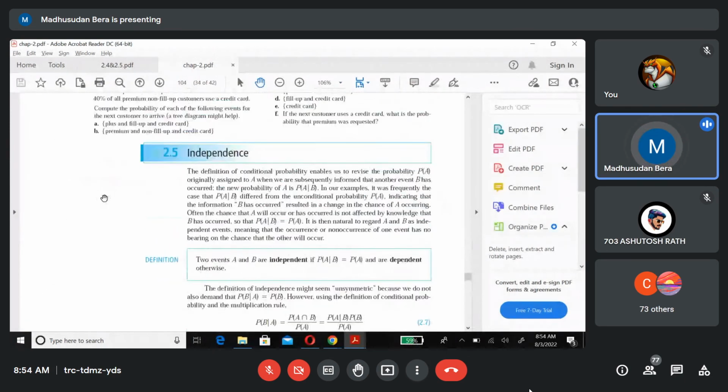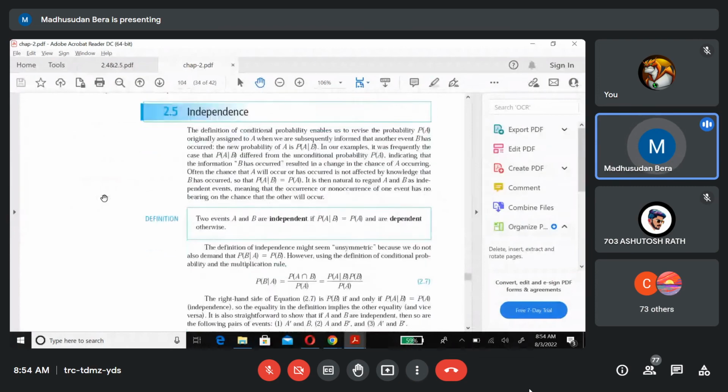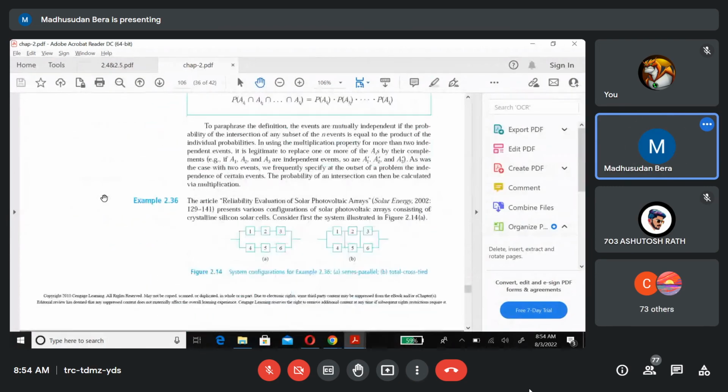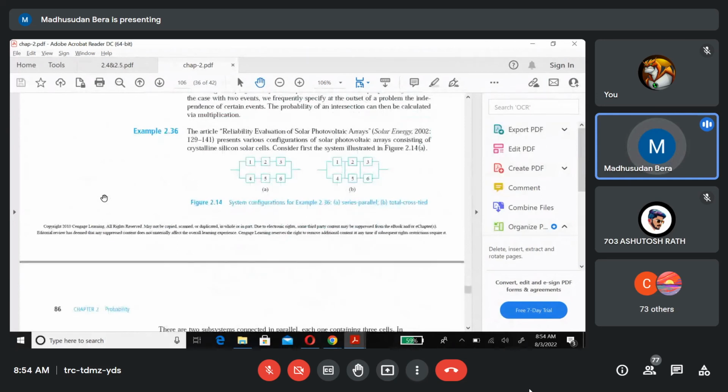This is due to the last question being on independence, 71. Independent means P of A intersection B is PA into PB, or P of A given B is PA, or P of B given A is PB.